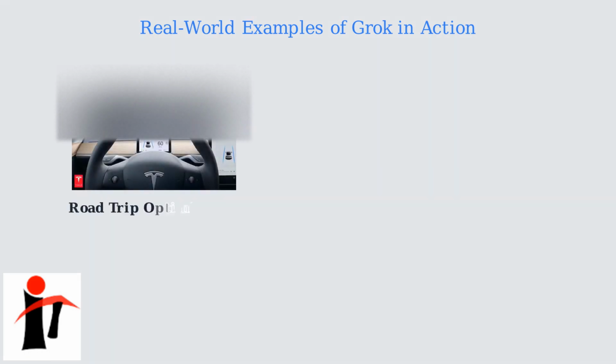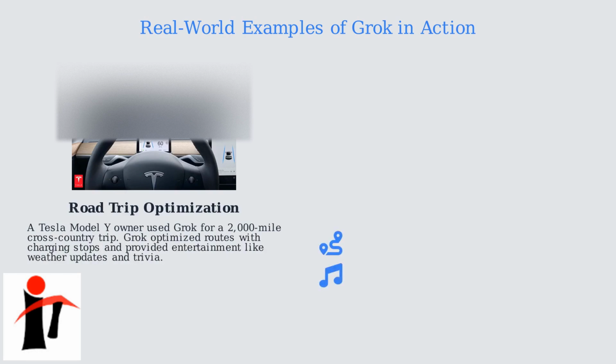Real-world users demonstrate Grok's practical benefits in Tesla vehicles. From long road trips to emergency situations and fleet operations, Grok proves versatile in both entertainment and critical functions. During a 2,000-mile cross-country road trip, a Tesla Model Y owner relied on Grok to optimize routes, suggest efficient charging stops, and provide entertainment through weather updates, trivia, and music recommendations. This made the journey smoother and more enjoyable.